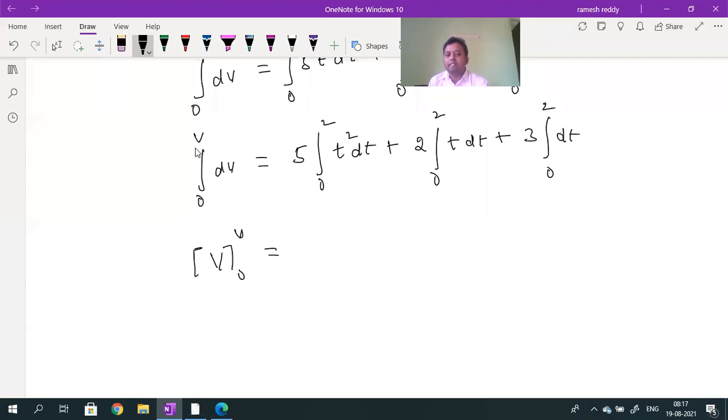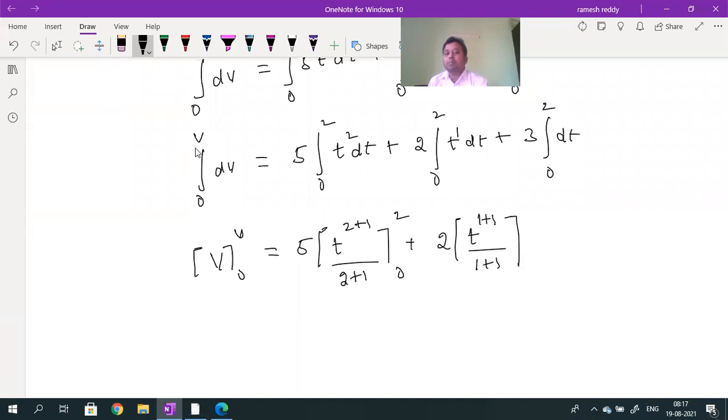5 into, what is the integration of t square? By the x power n formula, it is t power 2 plus 1 by 2 plus 1. Limits from where to where? 0 to 2. Next, plus 2 into t. Nothing is written as the power of t, so it means 1. So t power 1 plus 1 by 1 plus 1.